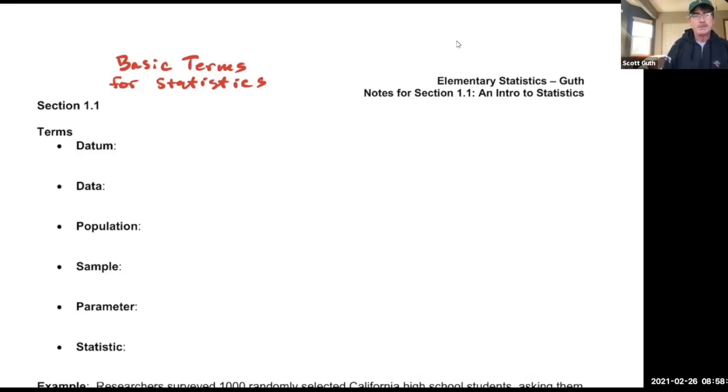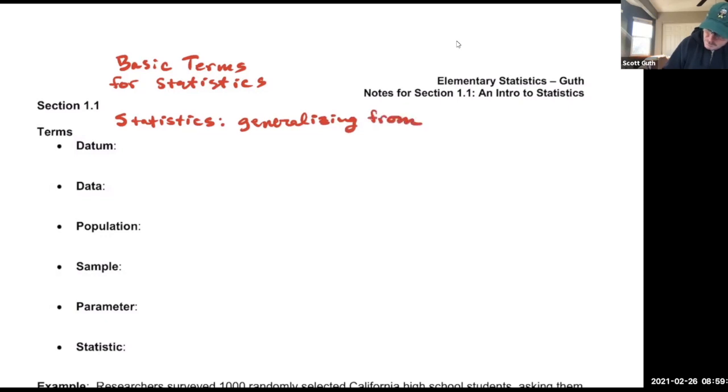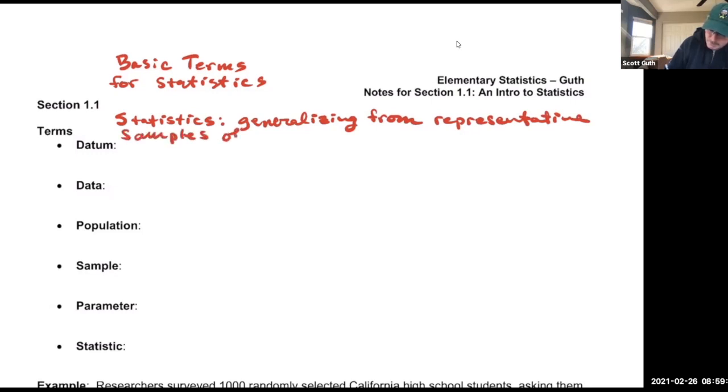Okay, so before I jump into the terms here, statistics is basically generalizing from small sets of data to, I guess I should say representative collections of data. I'm going to go ahead and use the official word, representative samples of data, to large populations. So it's not just analyzing data, it's a little more complicated than that.